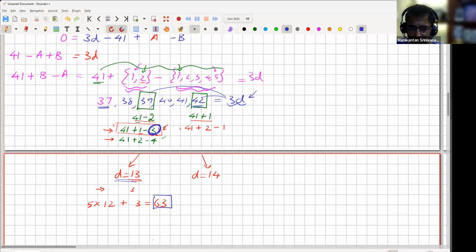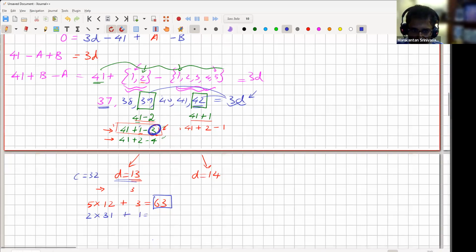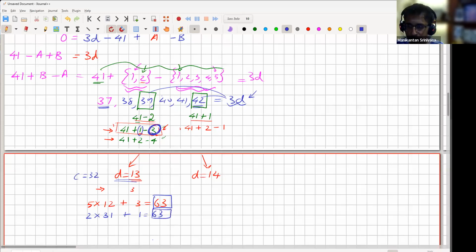Okay, let's just verify it. Would the cat also have reached the same thing? We know that if D is 13, C is 19 more than that, which is 32. So the cat took 31 full jumps and then it took one more, and that confirms the one we are talking about here. That's also the same 63. 62 plus 1 is 63. Does it make sense? Okay, so this is one possibility for D equal to 13.